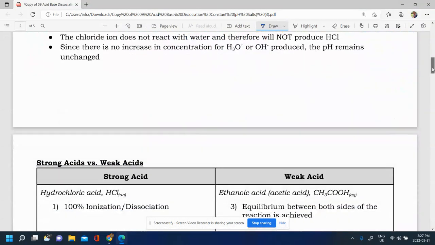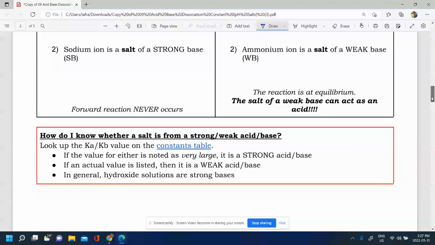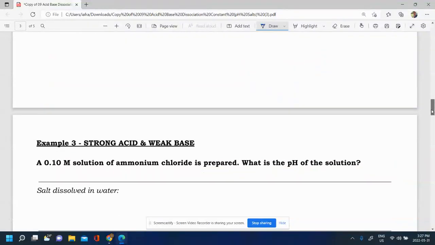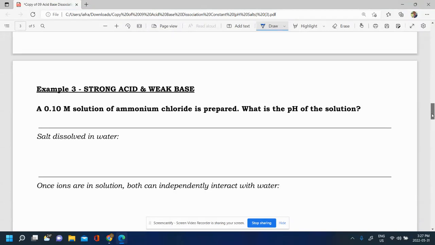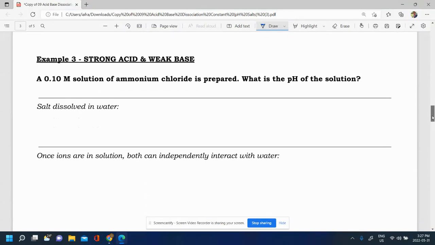In the next video, we're going to take a look at what happens when you have the salt of a weak base or the salt of a weak acid. So we'll do an example where the salt may not be neutral.